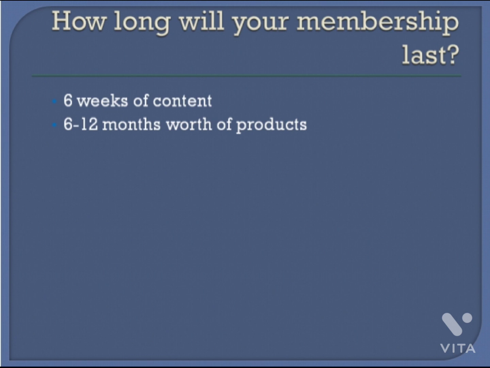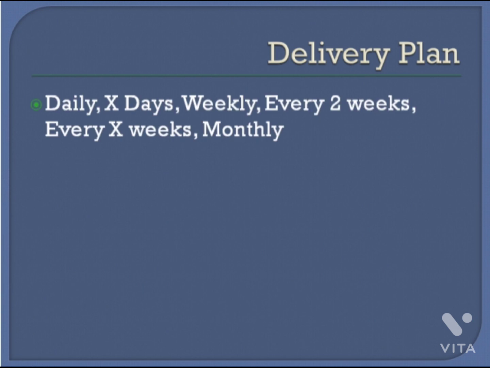So figure that out, and once you figure out how much content you have and how long it'll last, then you can understand your delivery plan. And that's very, very easy. It just follows through with the same thing. You can do daily, X number of days, weekly, every 2 weeks, every X weeks, monthly, and so forth.